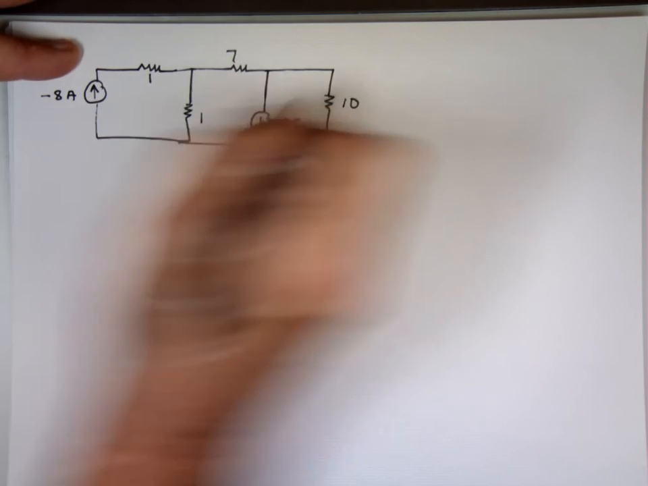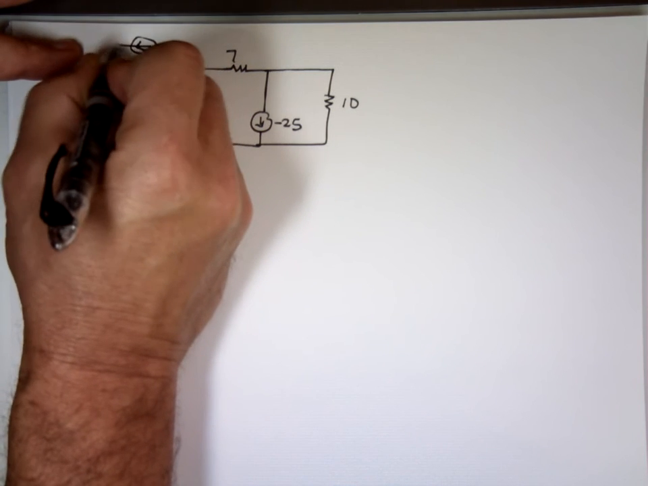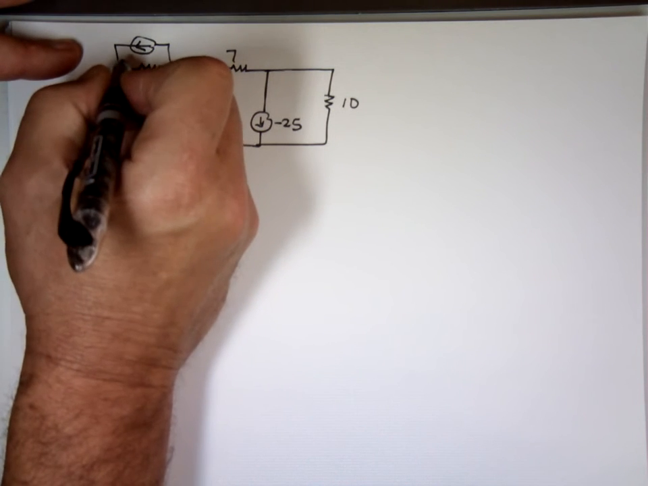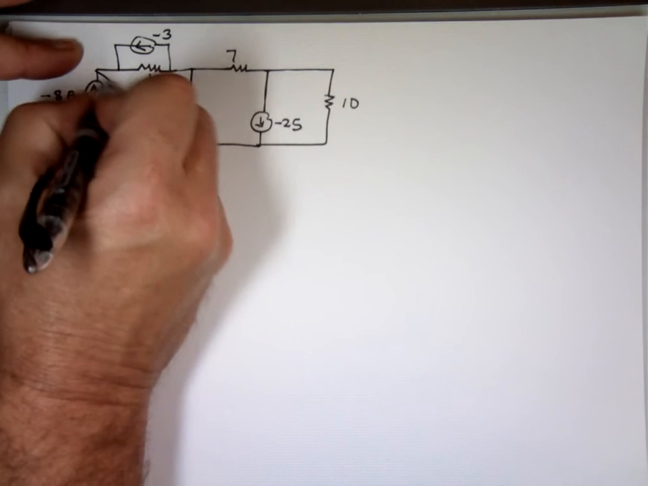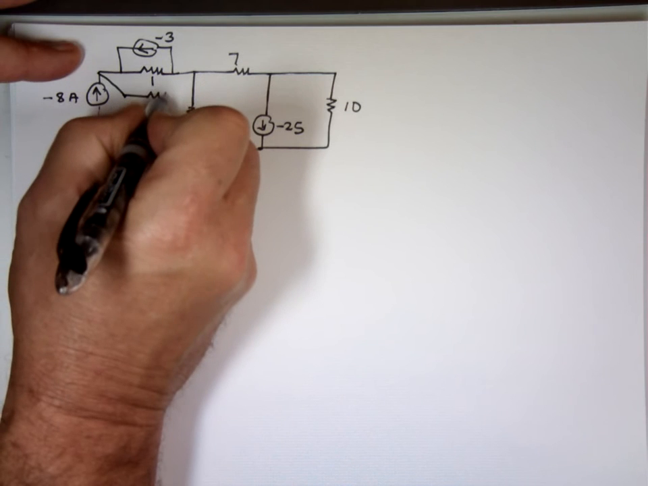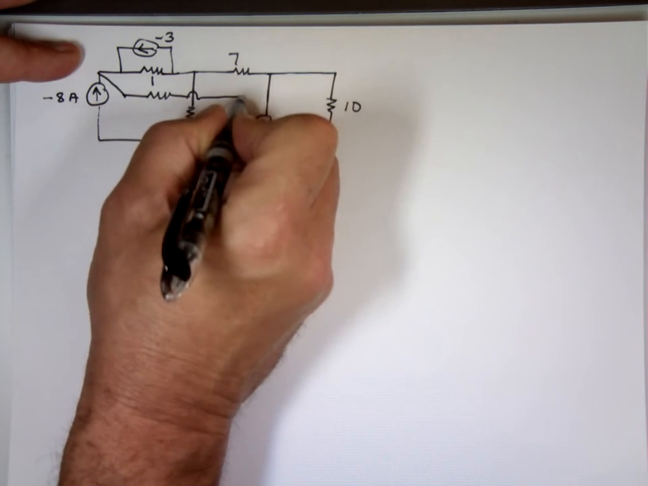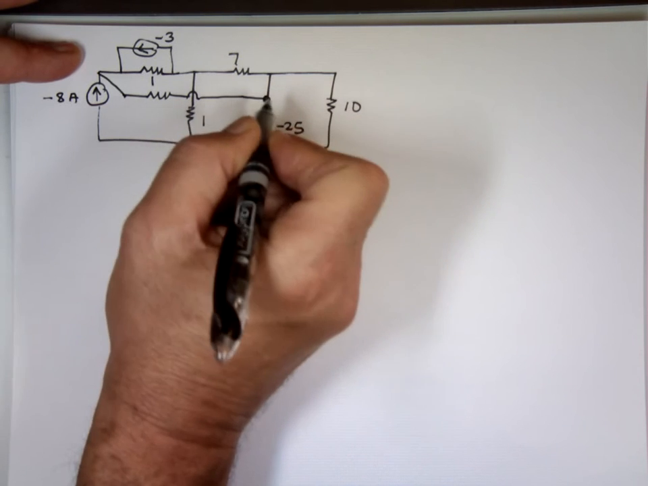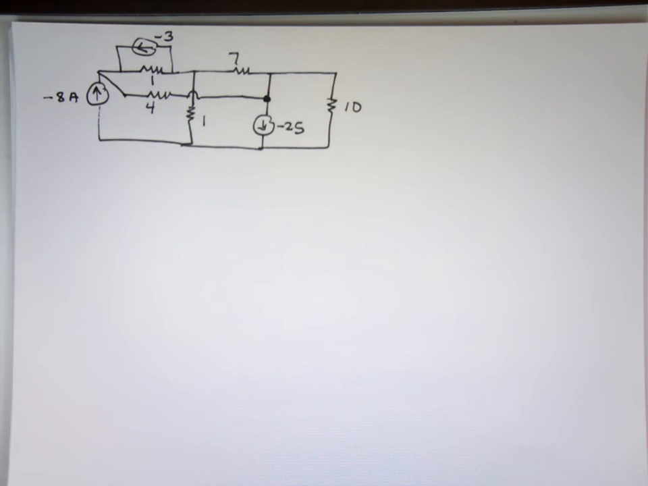Here's what they have here. They have a source here of -3. Then they have a resistor here. Jump over this and connect it right here. The value of that is 4. The question: determine the nodal voltages.